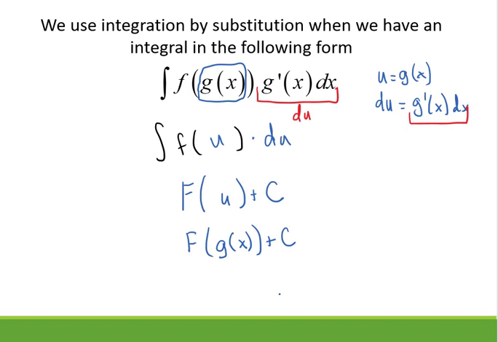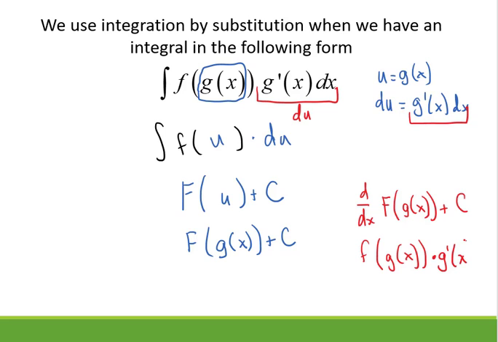Now, if I were to take the derivative with respect to x of big F of g of x plus c, I have the derivative of big F is little f of g of x times the derivative of the inside. Derivative of c is 0, so that's what I get there. So that's kind of why u substitution works out.